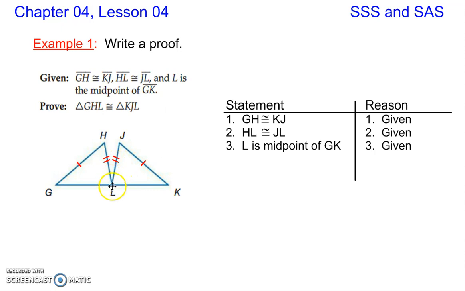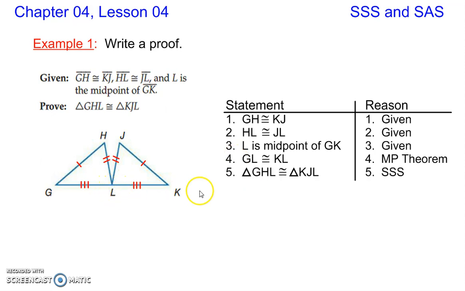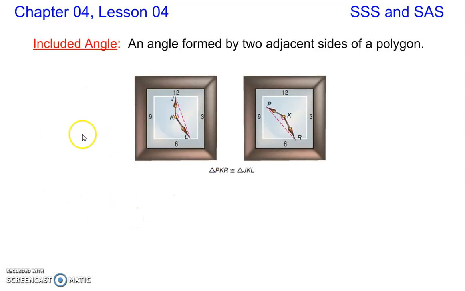So if L is the midpoint, we can state that GL is congruent to KL. That's the midpoint theorem. And so, if all three sides are congruent to each other, these two triangles are congruent due to the side, side, side postulate.